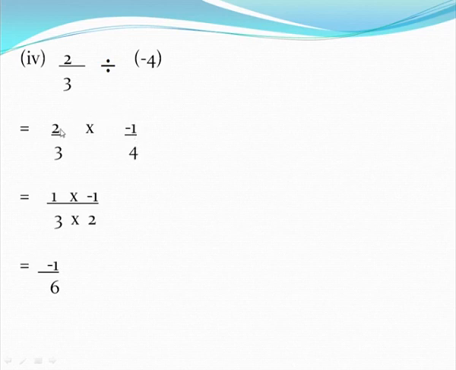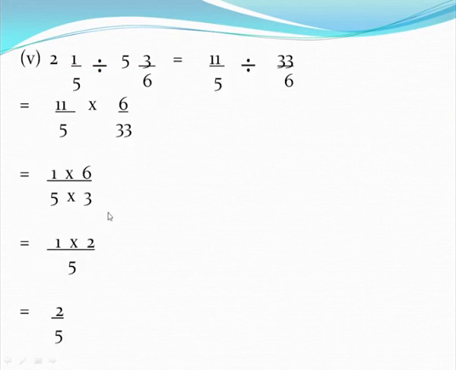Now multiply numerator with the numerator, that is 2 multiplied by negative 1, and denominator with the denominator is 3 multiplied by 4. Then you will find here 2 ones are 2 and 2 twos are 4. So we will write here 1 in place of 2 and 2 in place of 4. So you will get 1 multiplied by negative 1 upon 3 multiplied by 2. Here 1 into negative 1 is negative 1 and 3 twos are 6. Hence this is the last answer of this division.